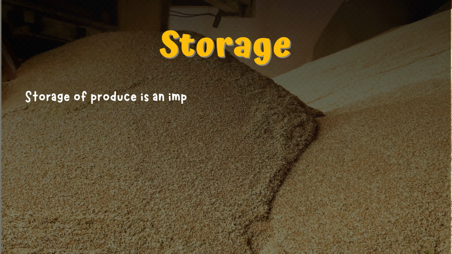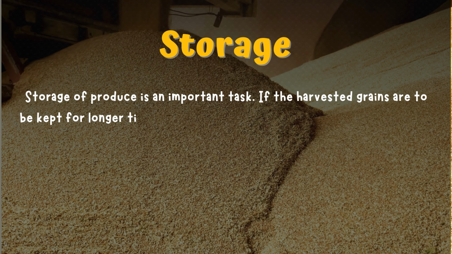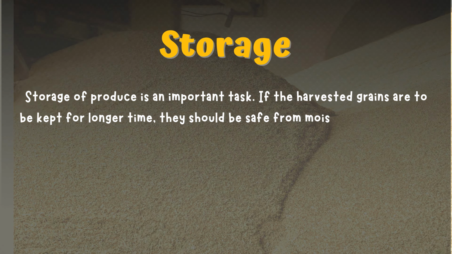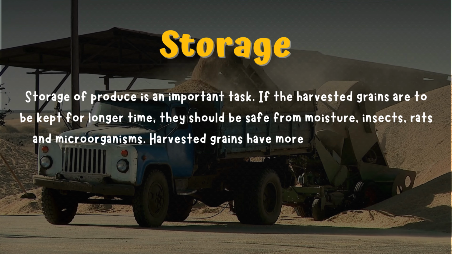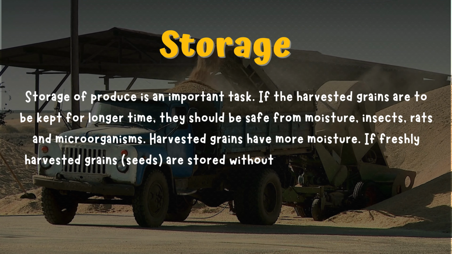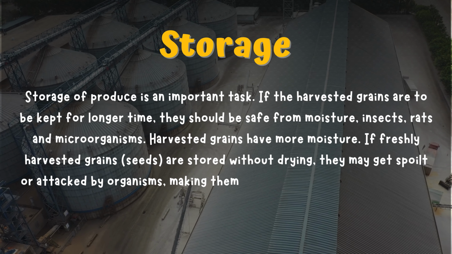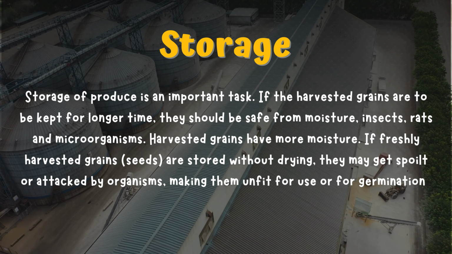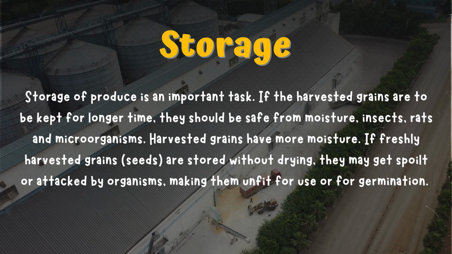Storage. Storage of produce is an important task. If the harvested grains are to be kept for longer time, they should be safe from moisture, insects, rats and microorganisms. Harvested grains have more moisture. If freshly harvested grains, seeds, are stored without drying, they may get spoiled or attacked by organisms, making them unfit for use or for germination.